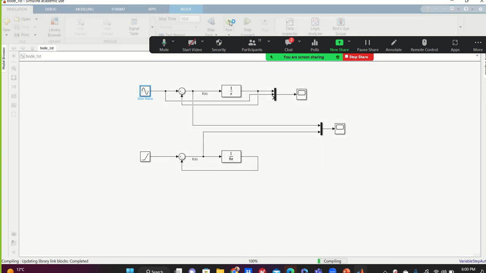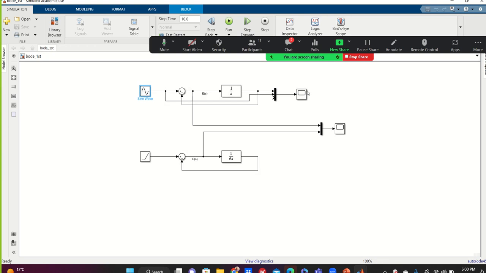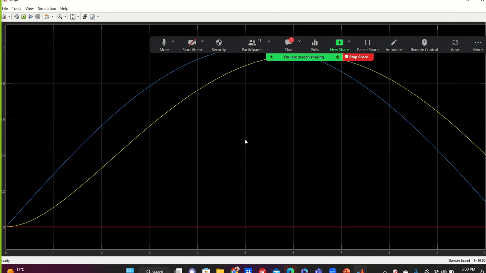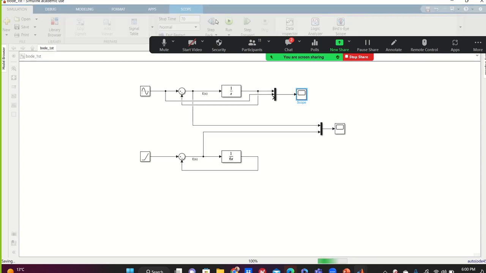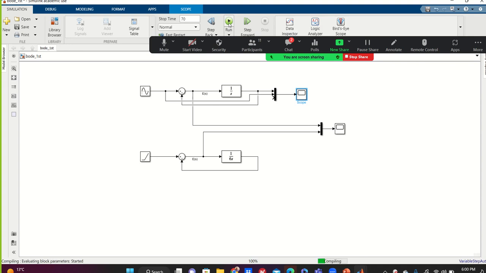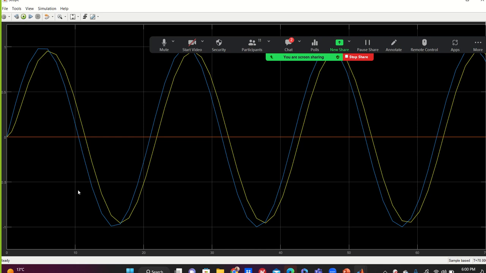I'm running with a frequency lower than the cutoff frequency. If that's the case, this is much, I need more than that. Say 50, 70 seconds. Here we go. You see that almost the amplitudes are the same? You see that? Almost, they are the same.